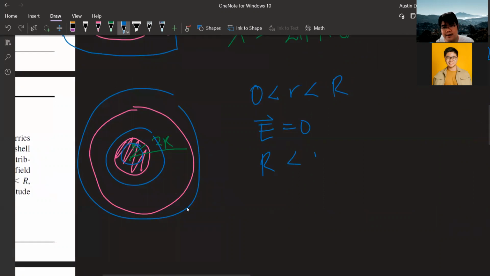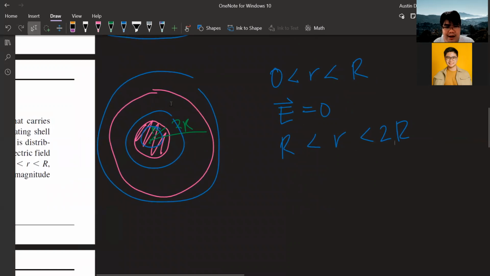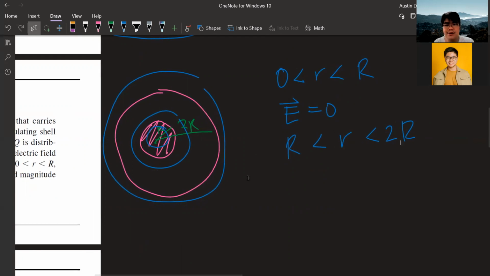Within R and 2R. Capital R and 2R. Ito naman yung solve natin. Okay, so in this space, walang material. Therefore, we can get some field kasi may ma-enclose tayong charge. Okay?